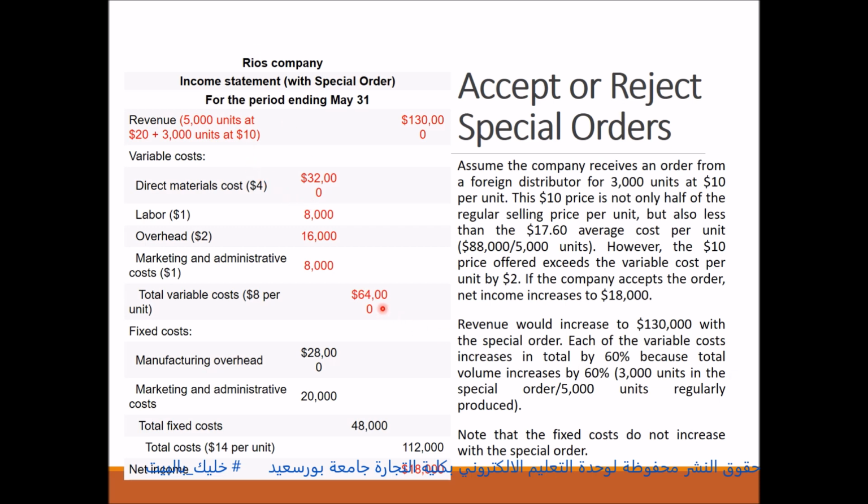Variable cost will also increase by 60%. Sales volume has increased by 60%. That's why variable cost should also increase by 60%. Variable cost will increase to $64,000. Total fixed cost doesn't change with the special order. It will remain the same. It will be $48,000. It will not be affected. At the end of the day, net income will increase to $18,000.